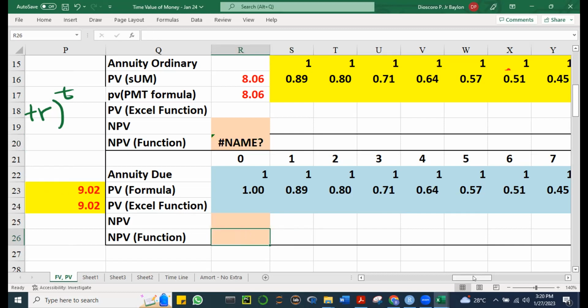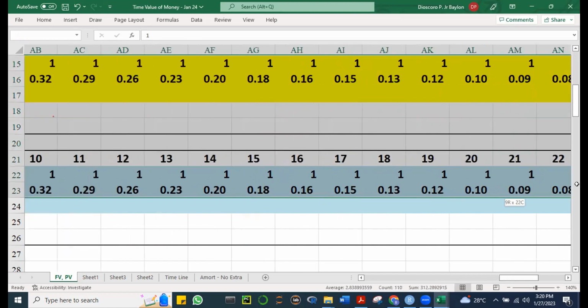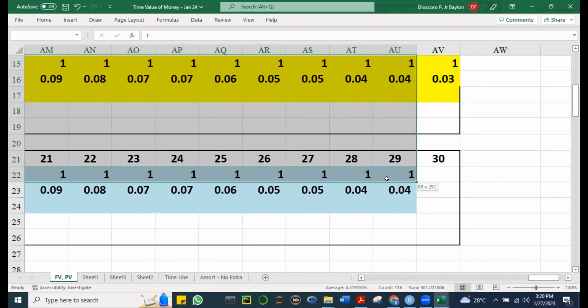By the way, before you do that, notice that the present value of an annuity due will always be bigger than annuity ordinary, 8.06 versus 9.02, because the cash flow here is obtained immediately. The cash flows here are both the same for years 2 up to year 28.